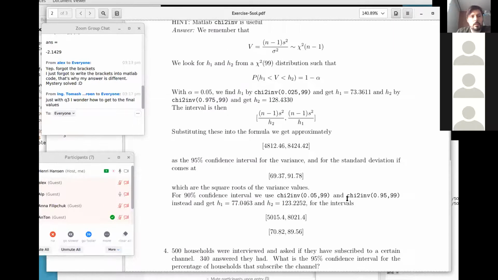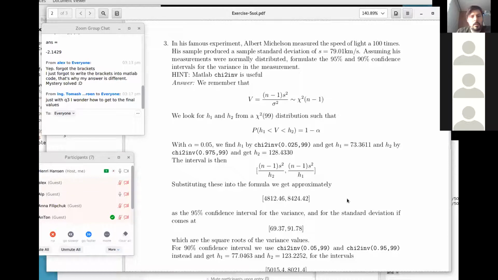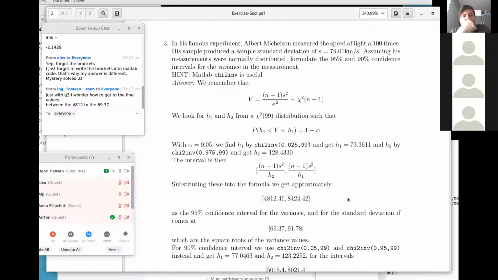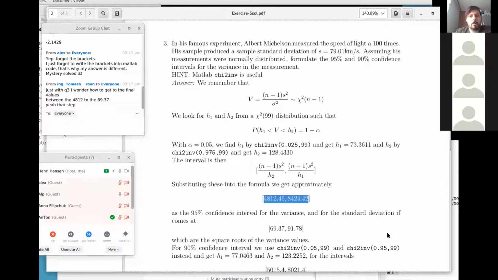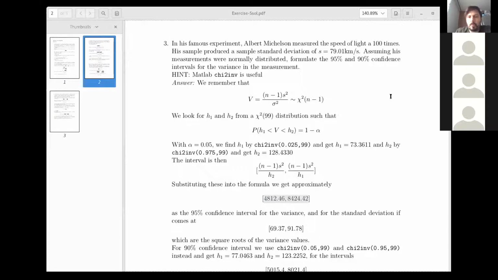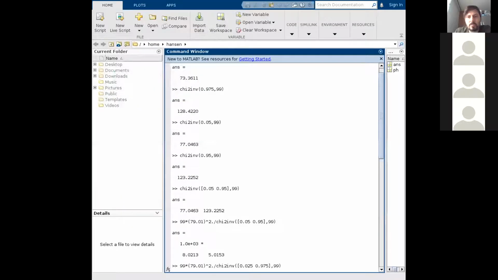Question 3. Get to the final values. You mean this? All right. I'll change to MATLAB and I'll show you how it's done. I actually did it already beforehand. I double checked the results. Just a second. You see my MATLAB screen here.